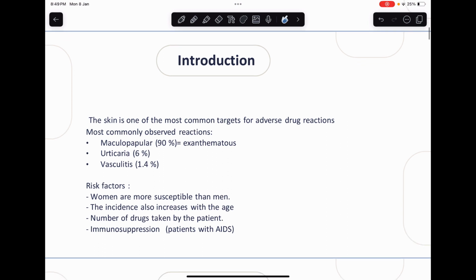Okay, moving on to the introduction. It says skin is one of the most common targets of adverse drug reactions. The most commonly observed reaction is maculopapular rash, which comprises 90% of drug reactions, followed by urticaria, then vasculitis. What are the risk factors? Women are more susceptible than men. Also, incidence increases with age and the number of drugs taken by the patient. So the higher the number of drugs, the higher the risk. And lastly, immune suppression.